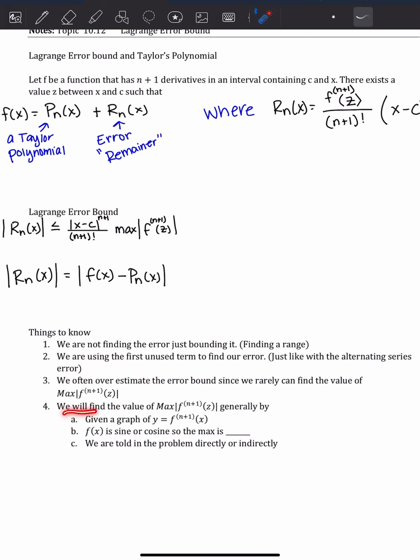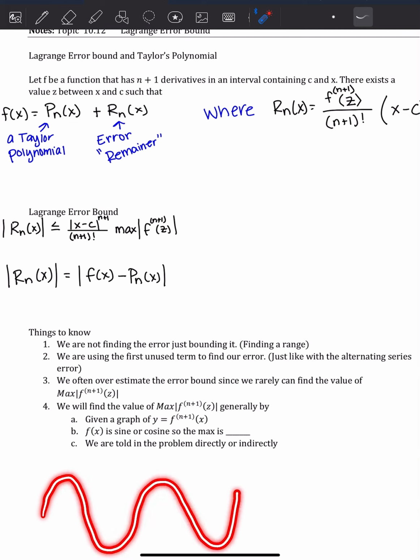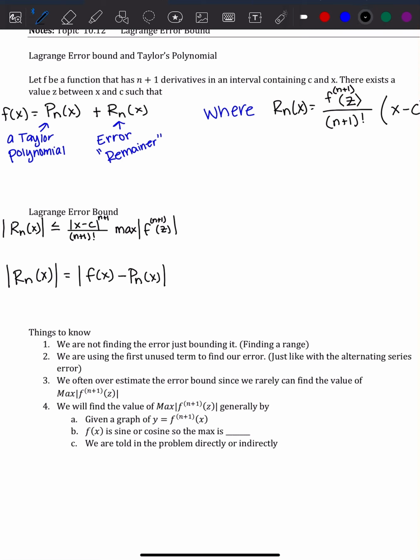So we will find the value of this maximum generally by looking at a graph. So looking at a graph of that derivative. If f of x is sine or cosine, sine and cosine oscillate between two values, those values being positive 1 and negative 1. The maximum between those two is positive 1, so the highest it will ever be is positive 1. So when we see sine or cosine, we already can kind of find that maximum for us.